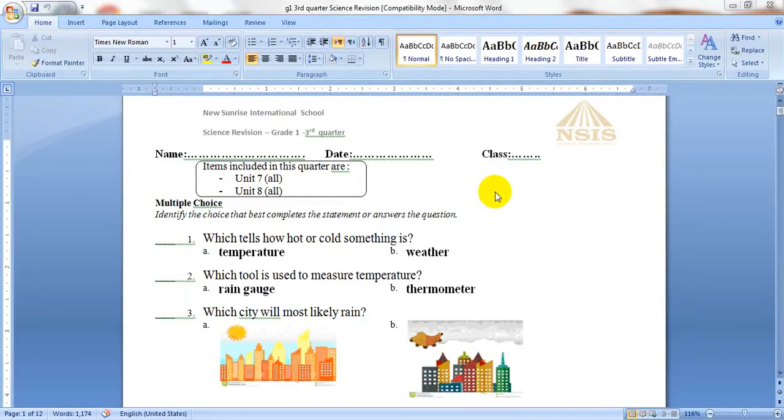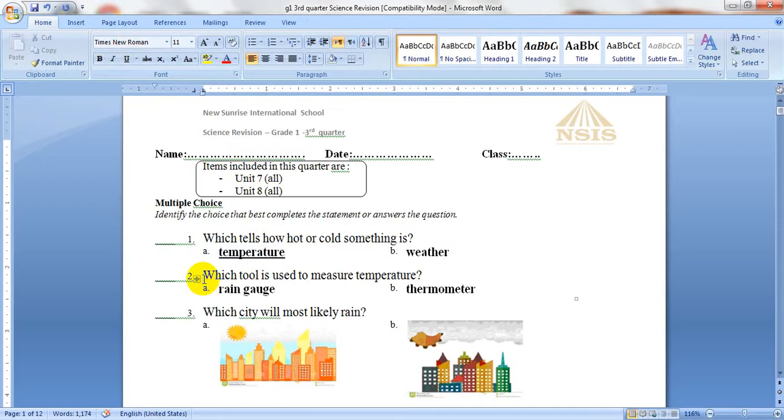Let's get started. Question number 1. Which tells how hot or cold something is? Is it temperature or weather? Of course it's not weather, because we said that weather means what the air outside is like. So, to tell how hot or cold something is, it means temperature.